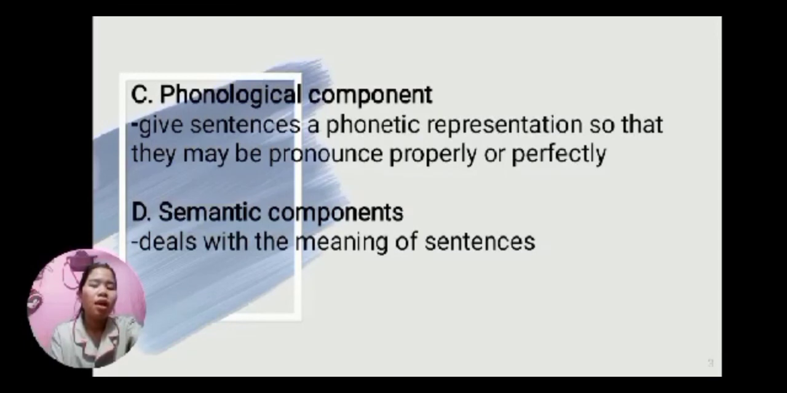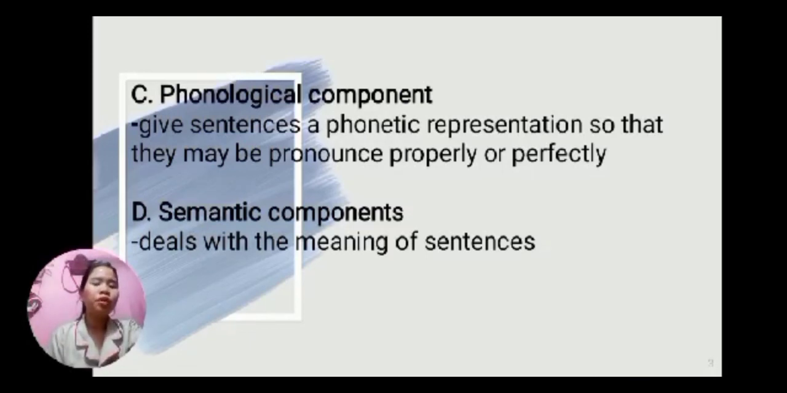Phonological component. It gives sentences a phonetic representation so that they may be pronounced properly or perfectly. For my example naman po dito, halimbawa, phonetic, paano nga ba i-pronounce ang phonetic properly or perfectly? So, phonetics, isa-isahin po natin siya. Phonetic. So, you can pronounce it quickly to perfectly pronounce it.